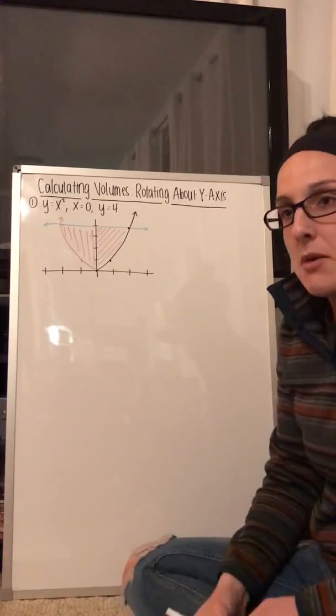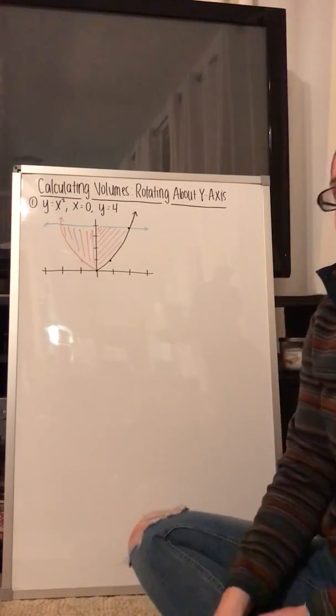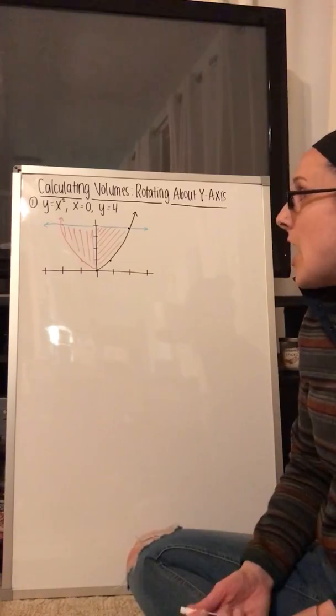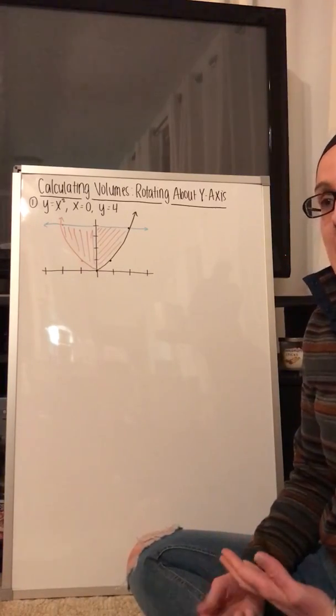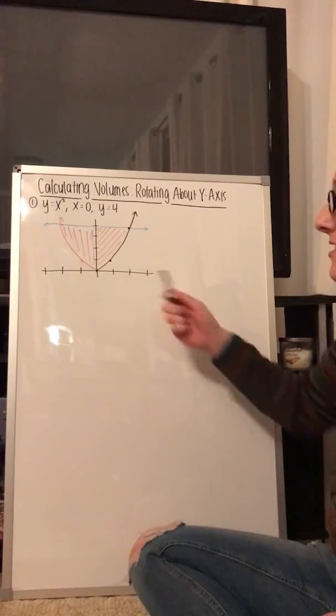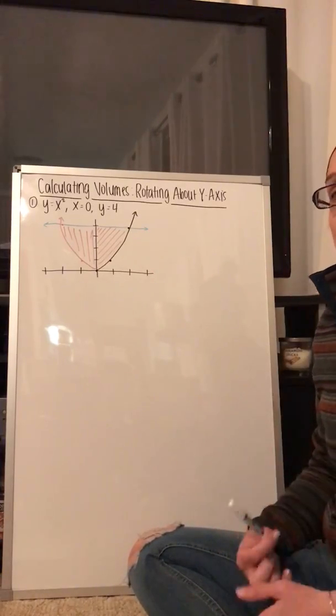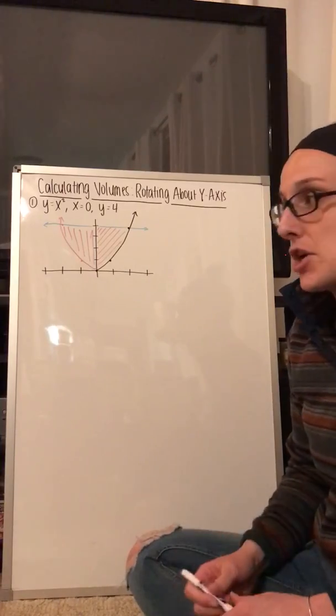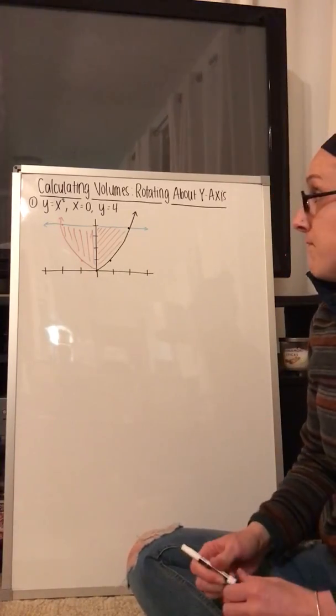So when we're rotating about a vertical line, either the y-axis, or tomorrow we'll talk about other vertical lines, there's one thing I have to keep in mind: now I'm not going to be integrating in terms of x's, I'm going to be integrating in terms of y's. This is a concept that we were talking about when we were doing area between curves. That's going to come back again.